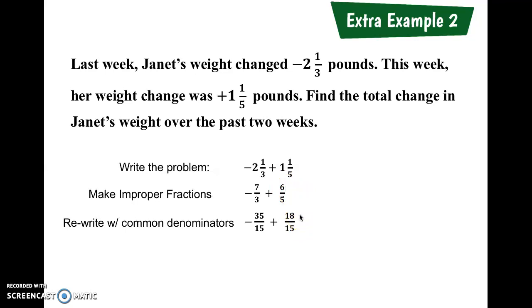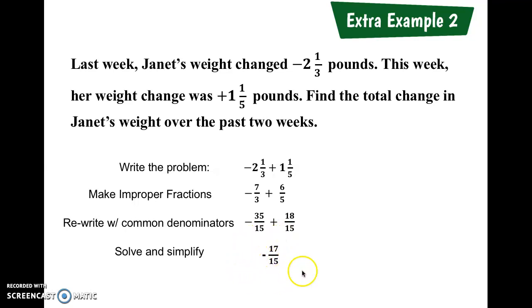So now remember our rules from the previous lesson. We have a positive and we have a negative. We have to subtract those and find the sign of the larger value. 35 is definitely bigger than 18, and that 35 is negative. So that tells us our answer is going to be negative. We would end up with a -17 over 15.